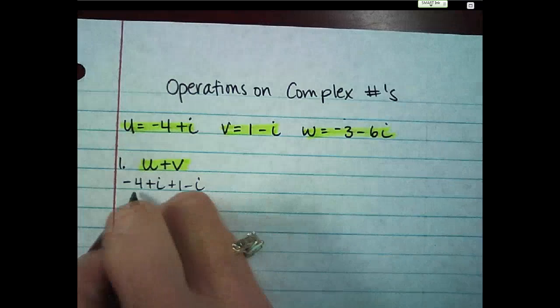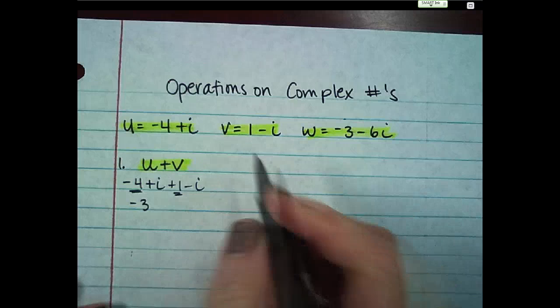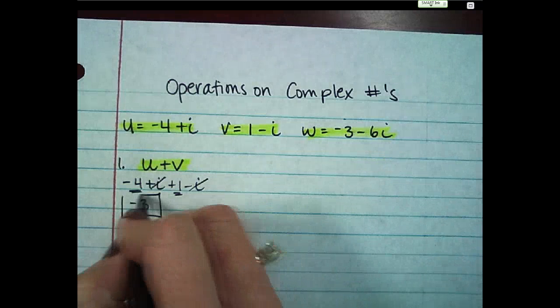So I'm going to combine the real, -4 and 1 make -3. And what happens to the i's? They cancel. So there's your answer.